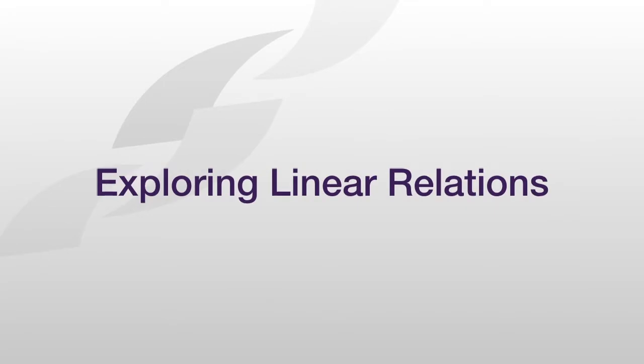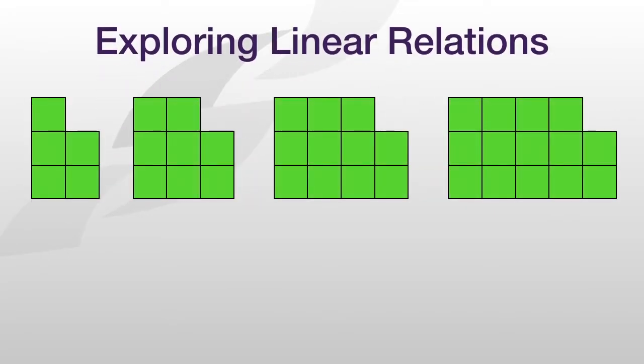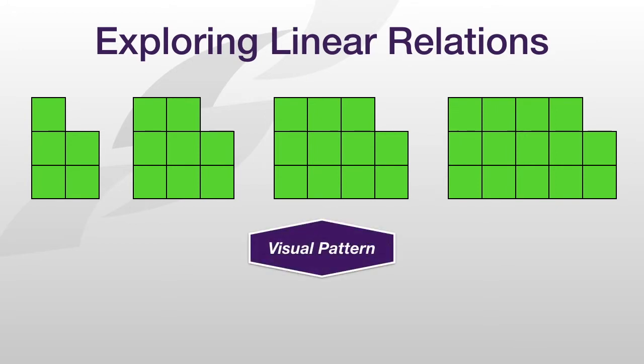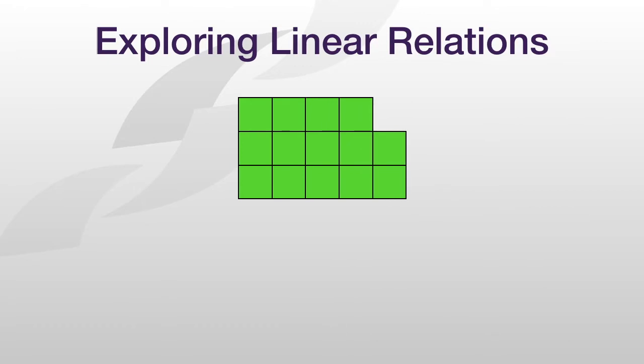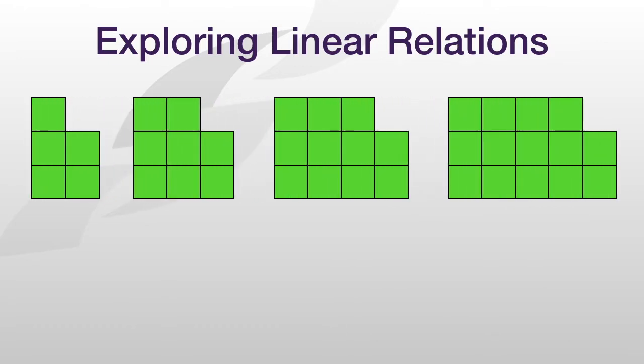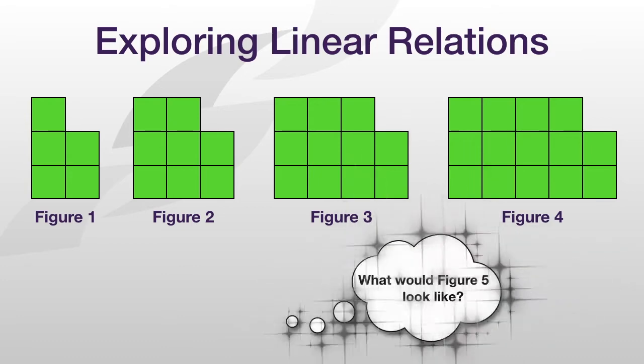To explore a linear relation, let's look at a pattern. Because this pattern is made up of shapes, it is called a visual pattern. You can find visual patterns like this on the visualpatterns.org website. Let's observe how this pattern grows. In a visual pattern, we look back at each instance of the growing pattern. Each instance is called a figure, and they are numbered in order. If we extend the pattern, we can think about what later figures will look like and how many squares they have. For example, what would figure 5 look like?